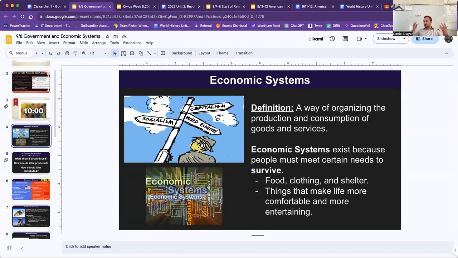So economic systems. Again, we are doing economics second semester, but it is still very mixed with our governmental systems. So the definition is a way of organizing the production and consumption of goods and services. All right. So economic systems exist because people must meet certain needs to survive, such as food, clothing, shelter. There has to be a way to provide that to people, have a way to exchange things that make people more comfortable and more entertaining.